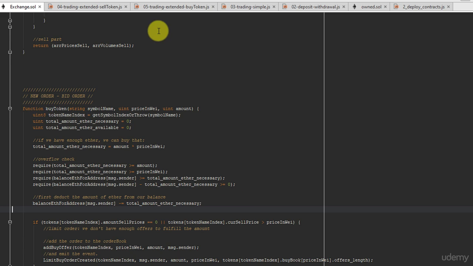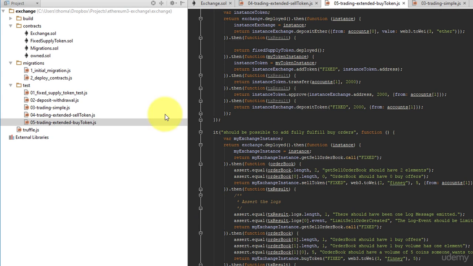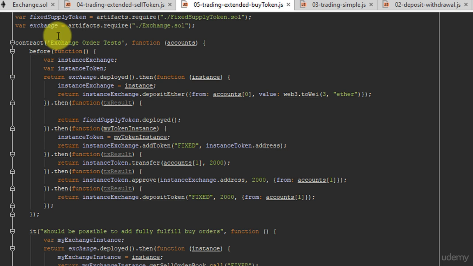Now, to make your life easier, we also provide a test for that. The test is basically the same as the trading extended sell token test that we were using in the previous lecture, just this time with buy tokens. To guide you through the test, before we actually run it, we have this before function. We are depositing some free ether into our exchange from our first account. Then we add the token, and then we fund our second account's balance in the exchange with 2000 fixed tokens. Now in the second account we have 2000 tokens, and in the first account we have free ether.